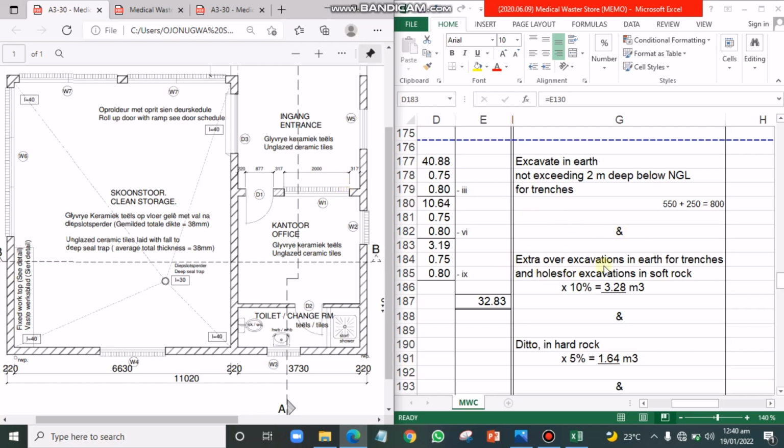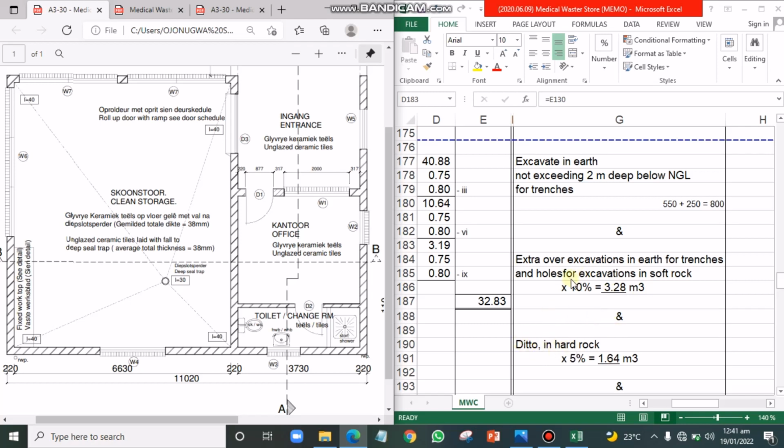So we have our extra over excavation in earth for trenches and holes for excavation in soft rock. So 10%, this is just an assumption. The assumption is that the additional excavation that is supposed to be done in the trench and the holes, to be able to extract rocks that can be found underneath the ground while carrying out this major excavation, is 10% of the original excavation. So 10% of this original excavation will give us 3.28 meters cube.